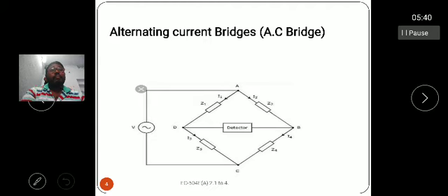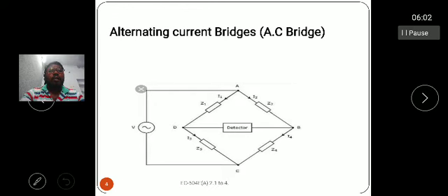Here is a simple example of the bridge circuit. In the bridge circuit, fundamentally we are using a detector, and in DC bridges we are using the galvanometer. That means to nullify the current in the detector, we are using the detector circuit.